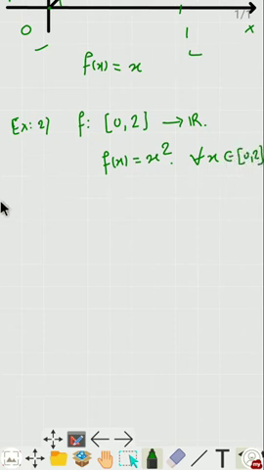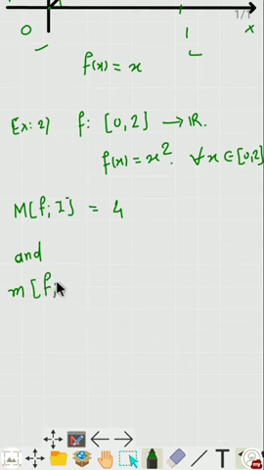So we can write capital M f I is equal to 4, and small m f I is equal to 0. So this is the least upper bound, and this is the greatest lower bound of the given function in the given interval 0, 2. So you can draw the graph and check.